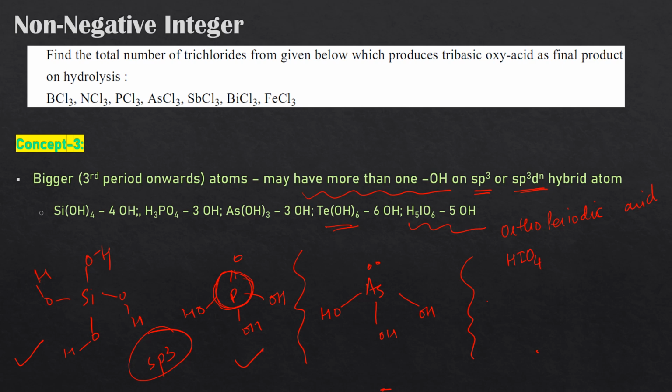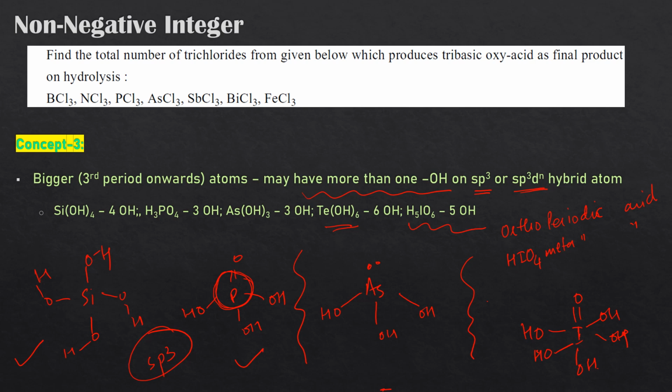So we have been writing that HIO4 as iodic acid. That was basically meta-periodic acid. This is called meta-periodic acid. Its structure would be I double bond O, 1 OH, 1 OH, 1 OH, another OH, and one more OH. So there are 5 OH groups present in total. That is going to be the structure of this.